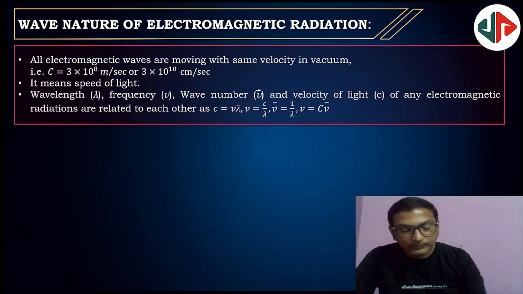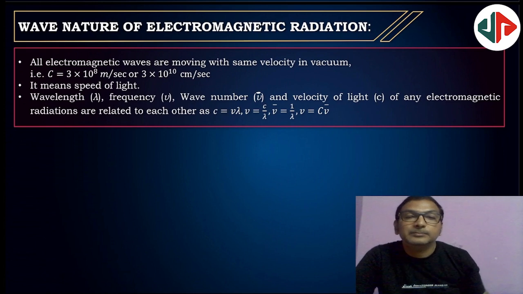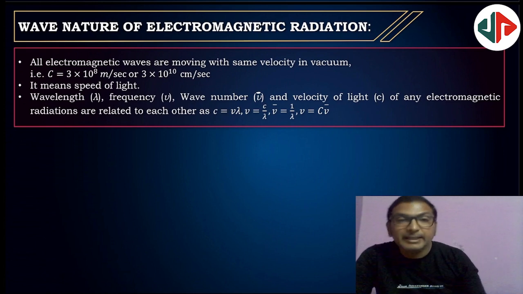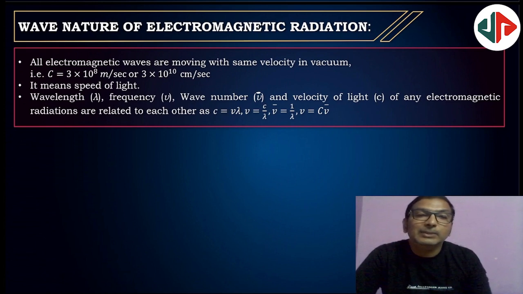Next, wavelength of electromagnetic radiation, simply EMR. So what are the characteristic properties of electromagnetic radiation? All the types of electromagnetic radiations can travel with the same speed, which is the velocity of light, indicated with C. C equal to 3 into 10 power 8 meters per second or 3 into 10 power 10 centimeters per second. That is velocity of light or speed of light.